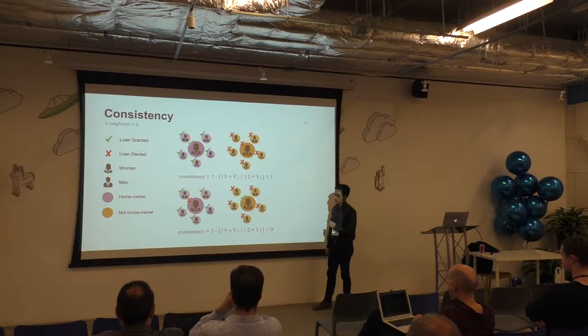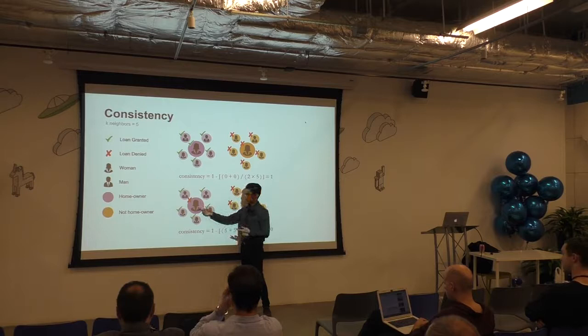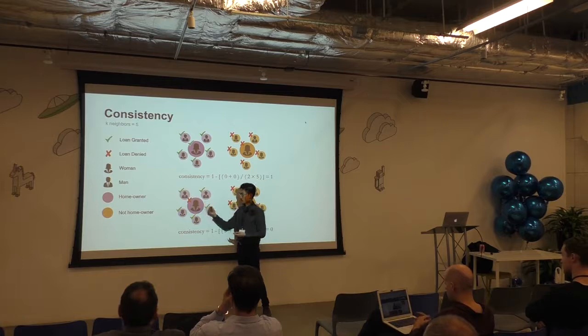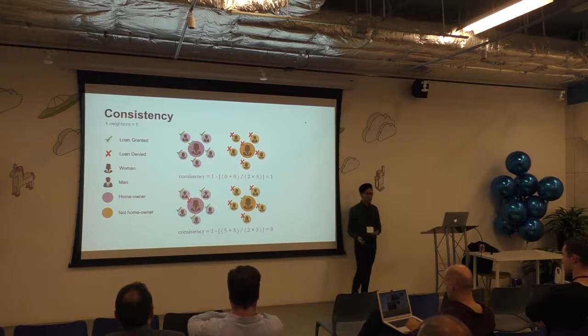You have these folks in business formal outfits. Basically, you look at this particular homeowner and pick the 5 nearest neighbors, so other homeowners. You see her loan was denied, but everyone else's was accepted, regardless of the sex of these neighbors. Same goes here. All the neighbors got rejected, whereas this one was accepted. So by this metric, it's an inconsistent decision process.